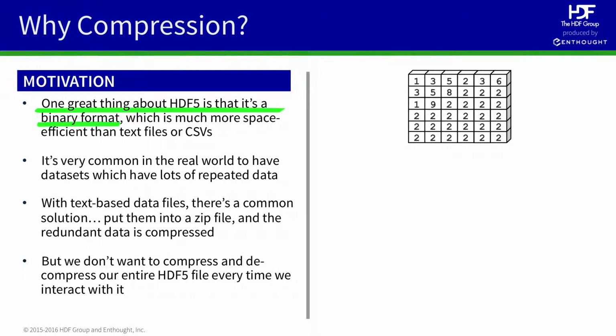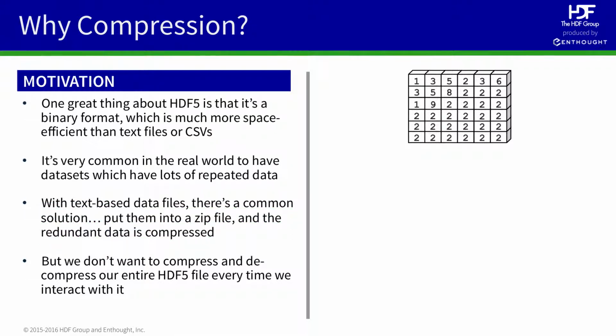One general advantage of HDF5 over text formats like CSV is that it's a binary format. In other words, data that had to be stored before in ASCII can now be stored using only 2 or 3 or 4 bytes per number, saving a large amount of disk space. It's also very common in the real world to have data files which are very redundant. In other words, they have lots of repeated data. With ASCII-based text files, a common solution is to simply put the files into a zip file to compress them.